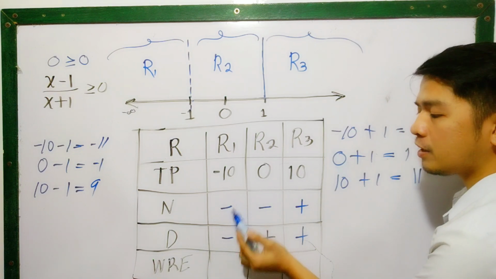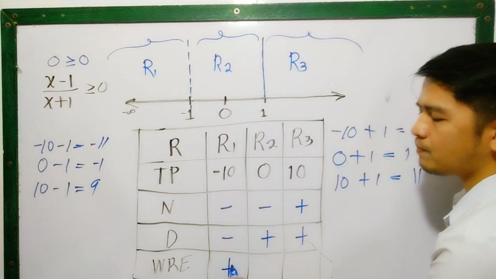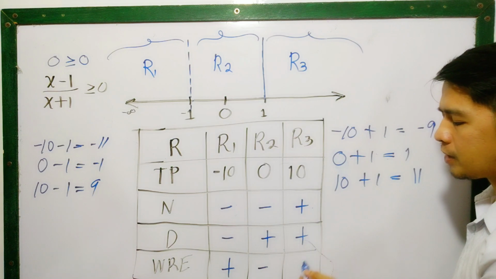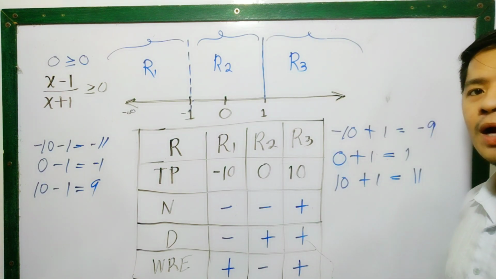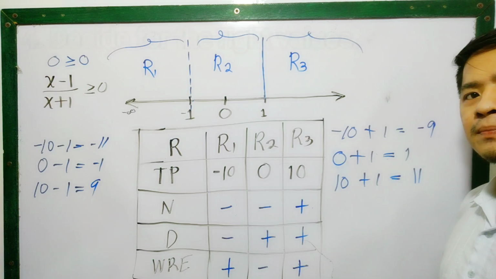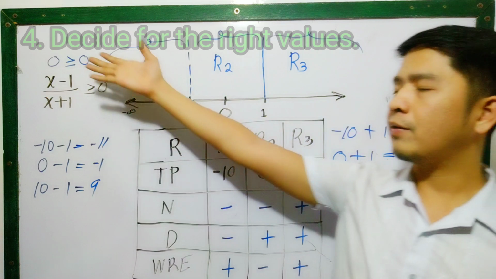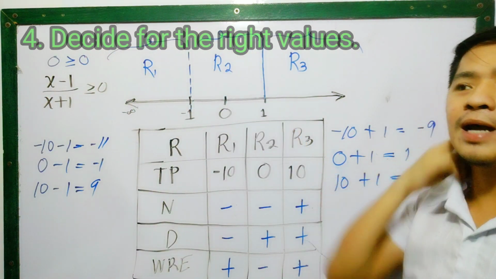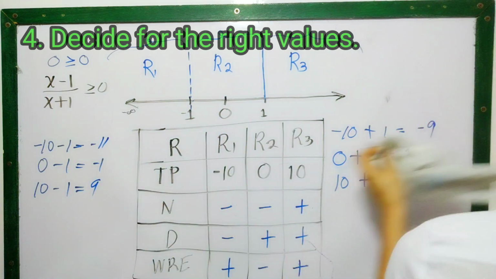Okay, so dito naman tayo sa whole rational expression. Ang gagawin lang natin, di-divide na lang natin to. So, negative divided by negative is positive. Negative divided by positive is negative. Positive divided by positive is positive. And then, we can now go to our last step. Okay? So, in our last step, anong gagawin natin? We are going to decide for the right values. Okay, so erase ko muna to.